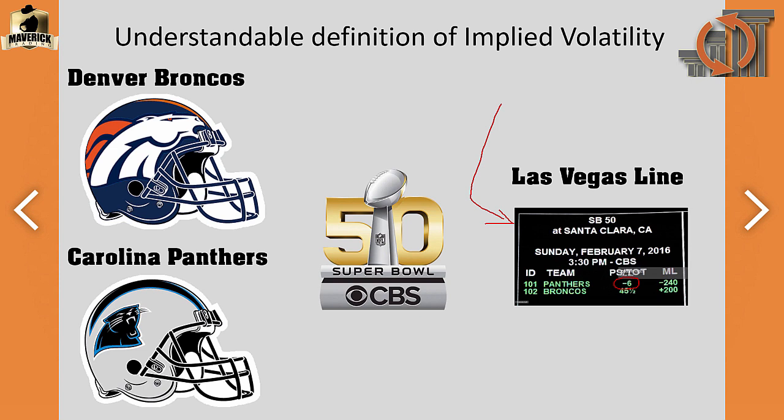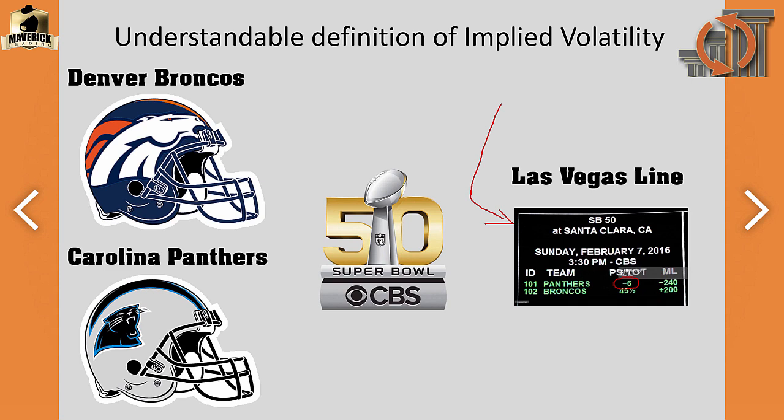So the actual buying and selling of options affects implied volatility, and also expectations, which is kind of a derivative of what people actually do. But let's use our Super Bowl 50 example. Let's say that a report comes out that Peyton Manning might get the flu before the Super Bowl.